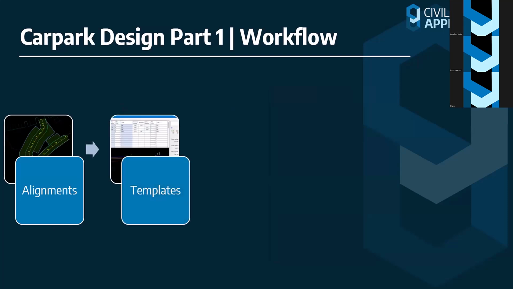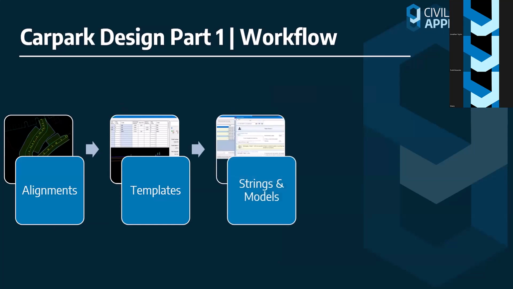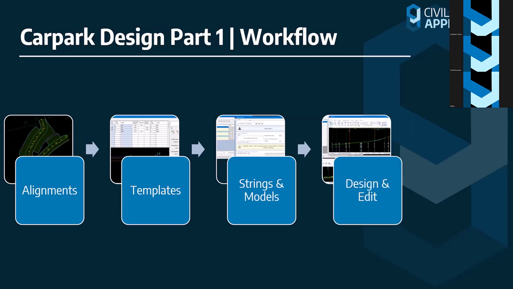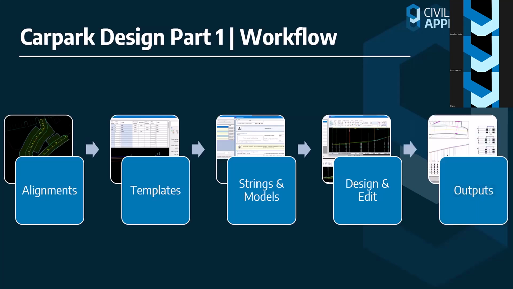You then need to develop up some sort of cross-sectional shape or shapes templates that you would be applying to those strings or those alignments to generate your string models, which is your next bit. So you generate up all your string models, you model everything, you then go through and design and edit and manipulate because nothing's ever consistent. It's not greenfield design. And then you do your outputs. So that's your general workflow. And that's the approach we're going to take with this particular exercise.